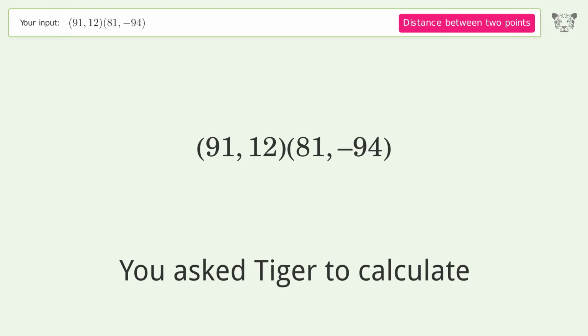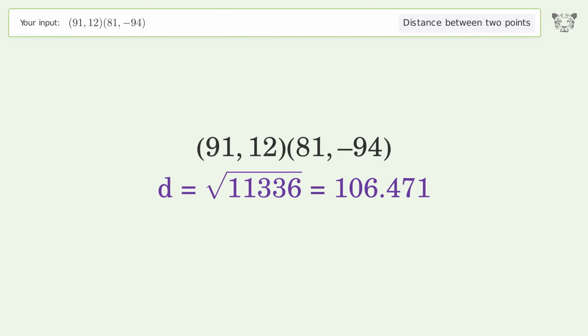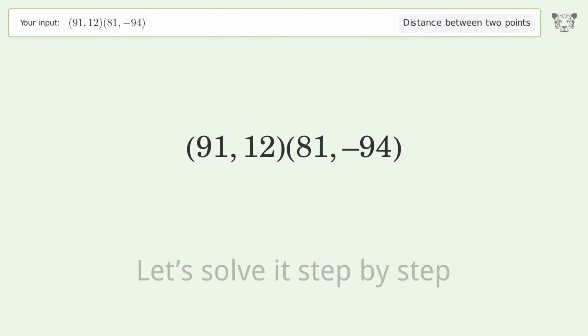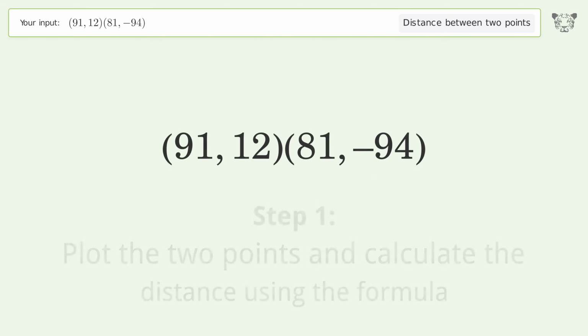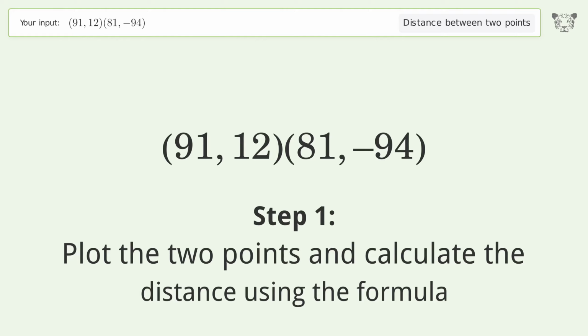You ask Tiger to calculate. This deals with the distance between 2 points. The distance between the 2 points is the square root of 11,336, or 106.471. Let's solve it step by step. Plot the 2 points and calculate the distance using the formula.